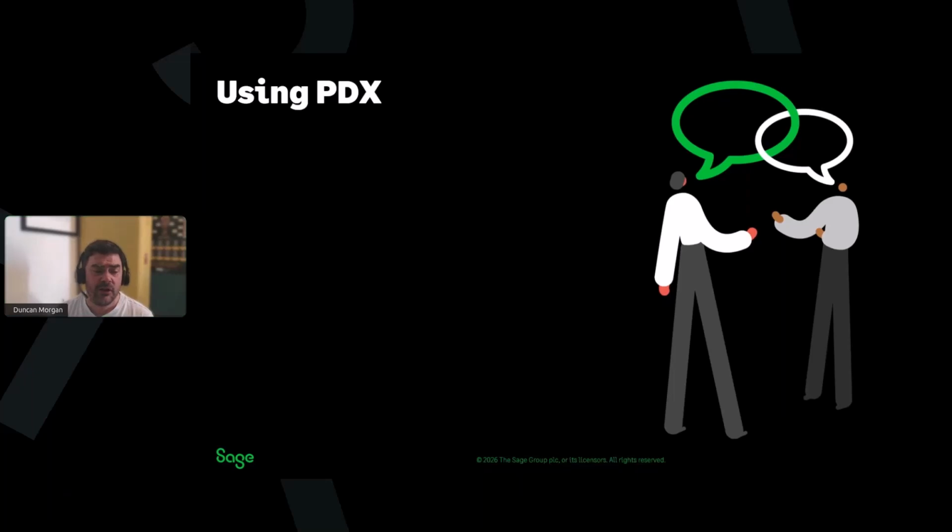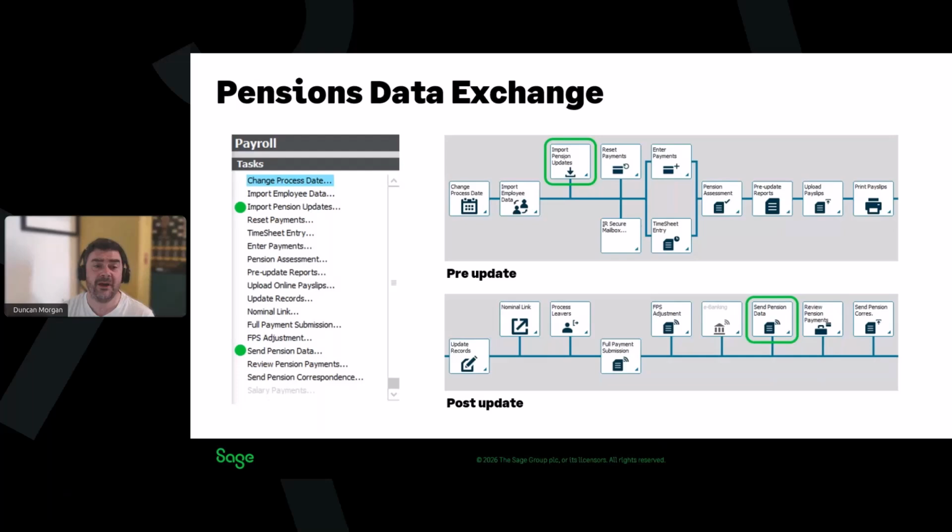So next up, we'll take a quick look at actually using pensions data exchange. So first of all, where does this fit into your payroll process? Well, there are actually two halves to pensions data exchange. There is a pre-update task where you are able to import pension updates from your provider. So that could include things like opt-out information or changes to your pension scheme. And then the main function is actually sending the pension data. So that is a post-update task. You would do that towards the end of your payroll process, and that is when you would send over enrollment and contribution details.